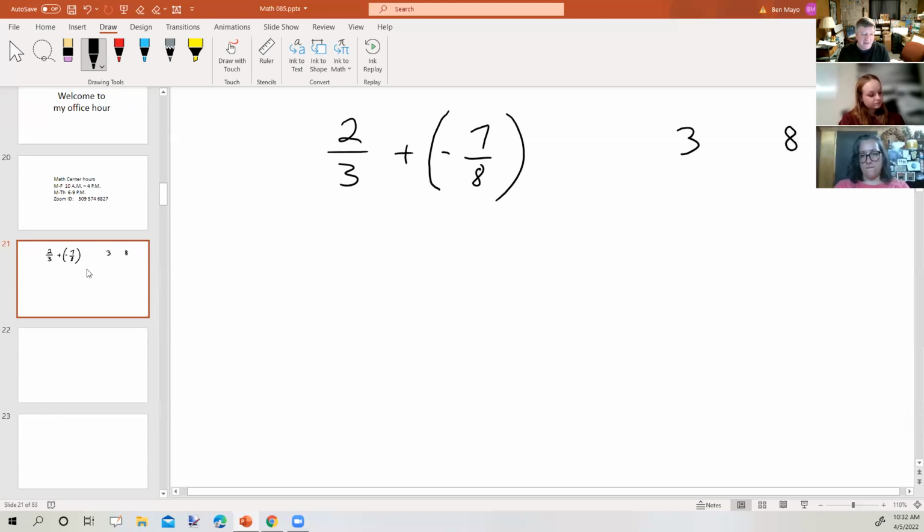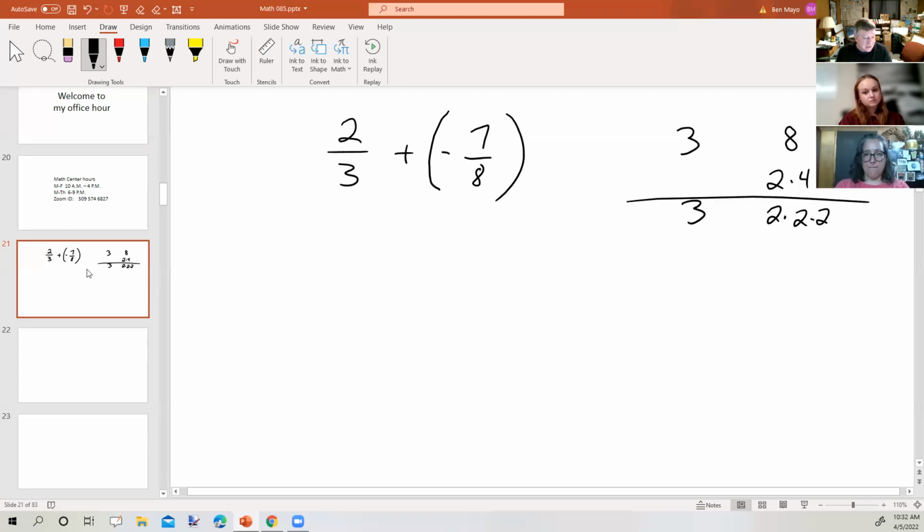Some of us can look at it and say, oh, it's 24 and move forward. Others of us may need a little bit more work. Let's take a look at 3. 3 is a prime number, so the prime factorization of 3 is just 3. 8 is not a prime number. If we do the prime factorization of 8, 8 is 2 times 4, which is 2 times 2 times 2.